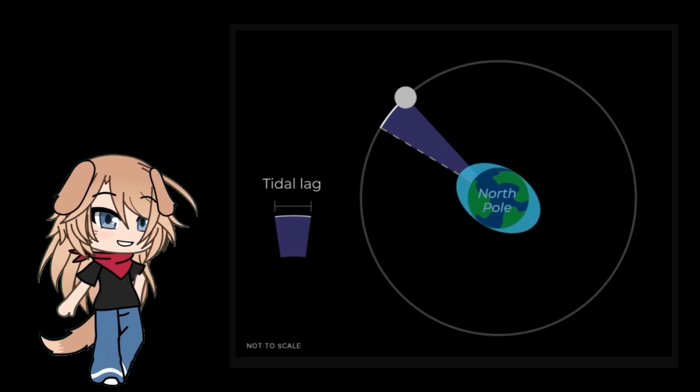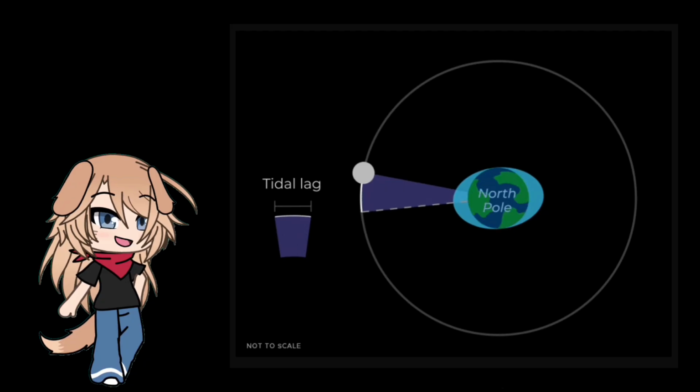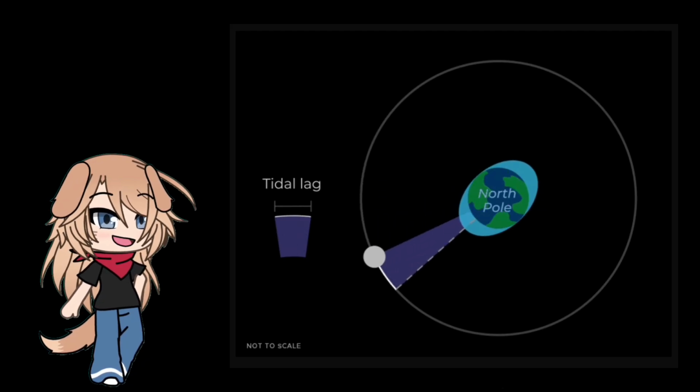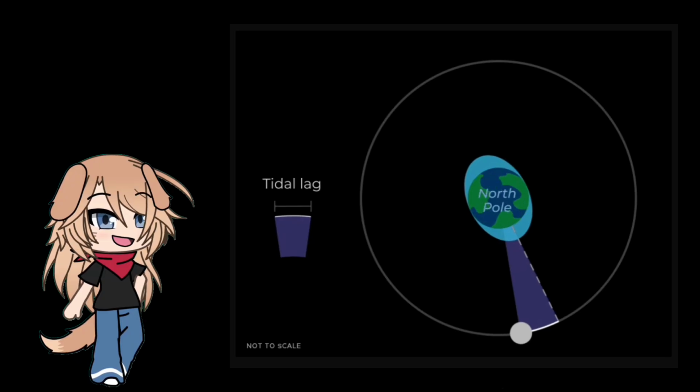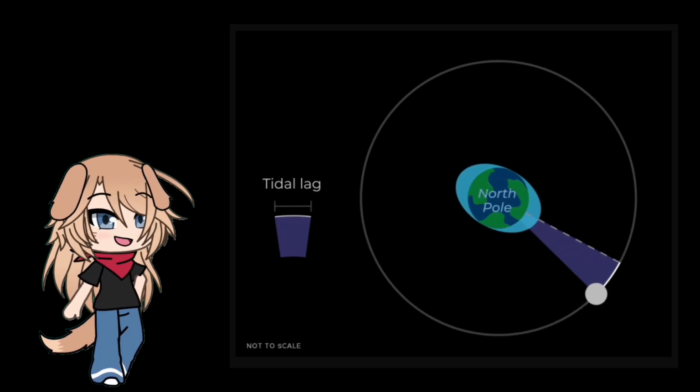In addition, Earth isn't a perfect, smooth sphere. The tides we actually see at our shores are affected by everything, from the shape of Earth's continents to the wind and storms.